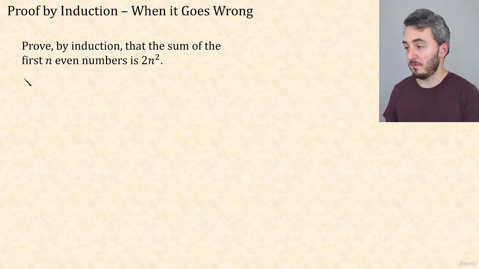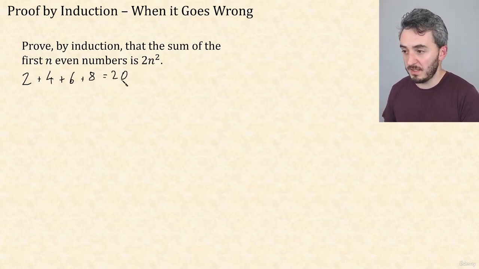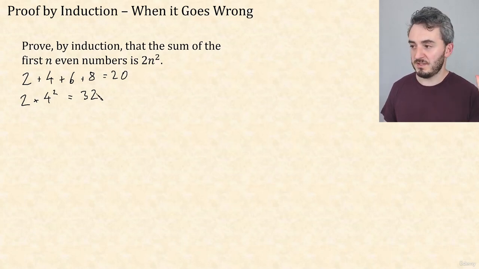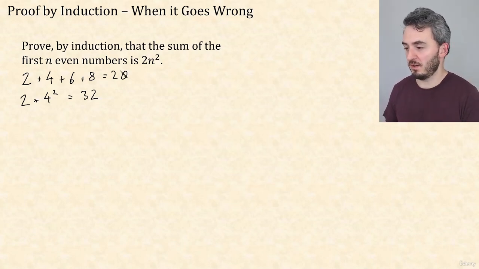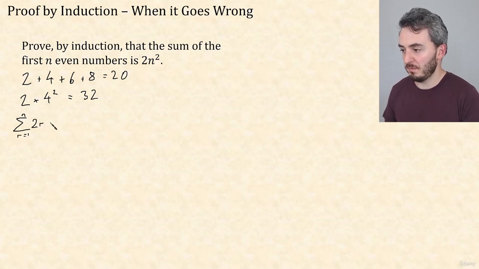Let's just see by looking at, say, the first 4 even numbers. 2 plus 4 plus 6 plus 8 is actually 20, whereas 2 times 4 squared is 32. So this claim is false, but the base case is correct. And so let's see what happens if we try to prove this by induction. Let's just think what the claim is mathematically. The claim is that the sum from r equals 1 to n of 2r, that's even numbers, is 2n squared.